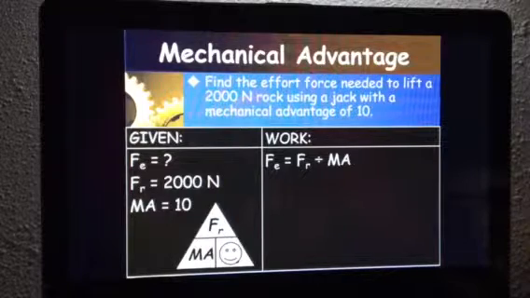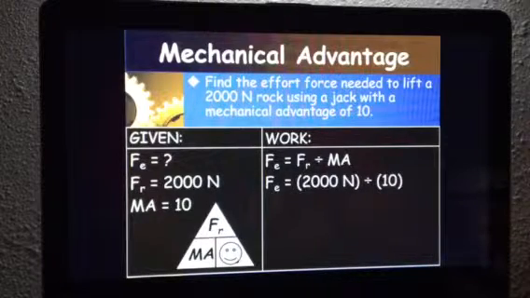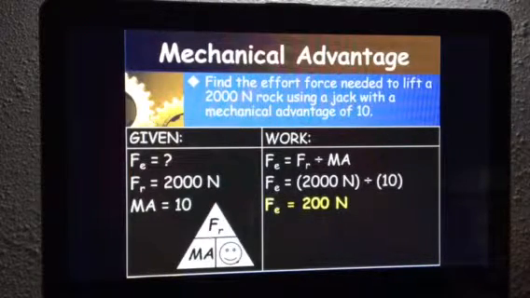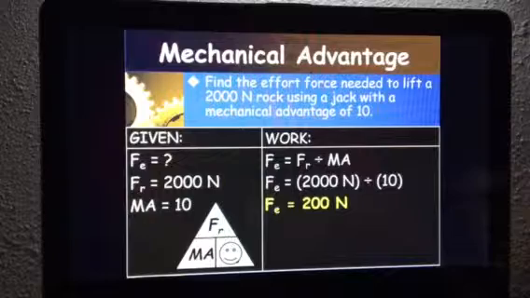For the effort force, we use the equation: the resistance force divided by the mechanical advantage. In this case, you would take 2,000 newtons divided by 10, and you would get an effort force of 200 newtons. That is lesson 2. You are going to have lesson 3, and then you can work on some problems.